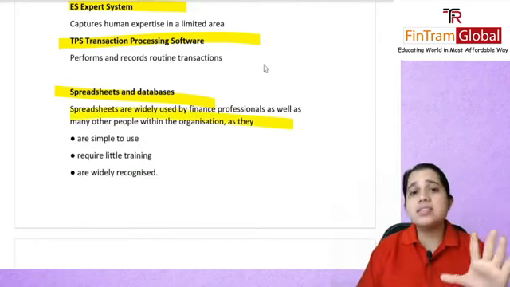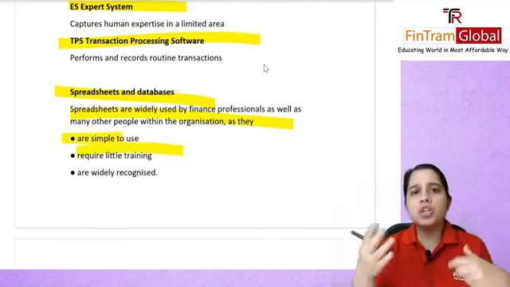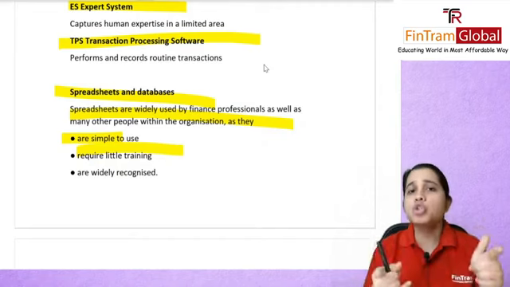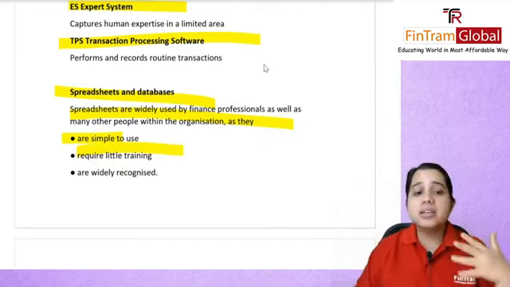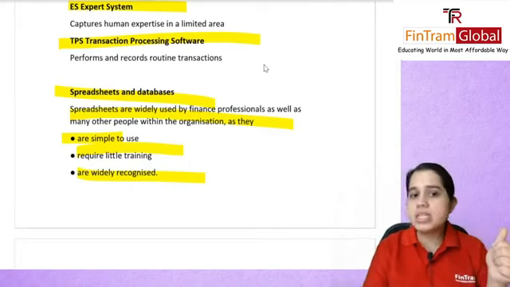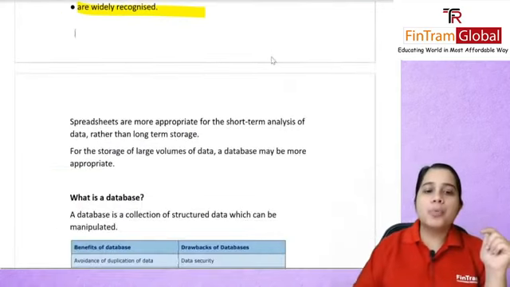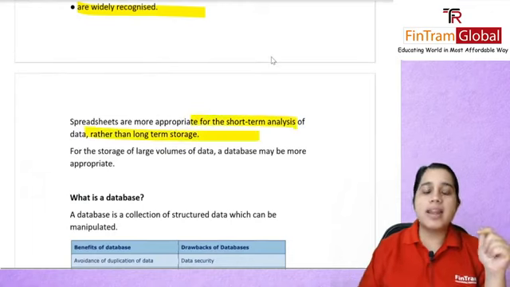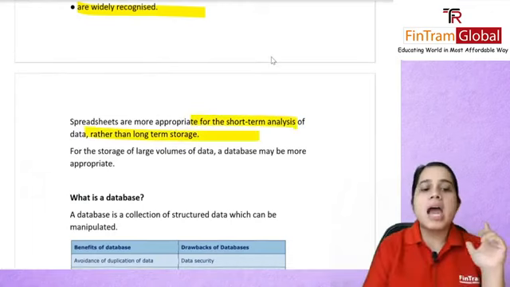They are of course very simple to use. With a little bit of training, a few formulas you need to learn, and you are good to go. It is widely recognized. Most of the professionals all around the world use these, and they are more appropriate for your short-term analysis rather than your long-term storage.